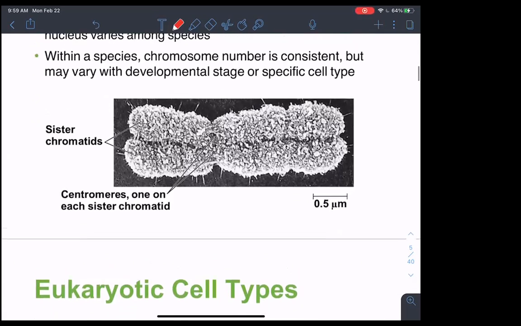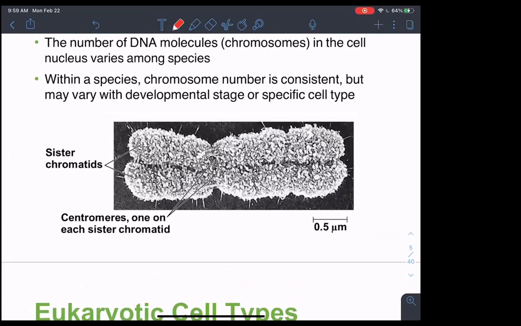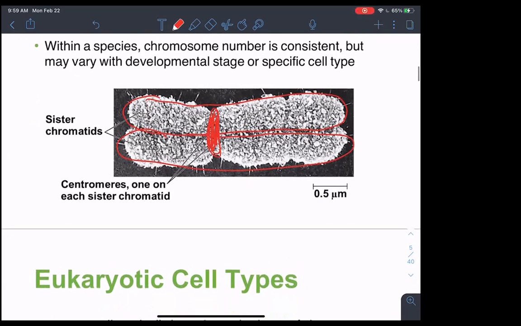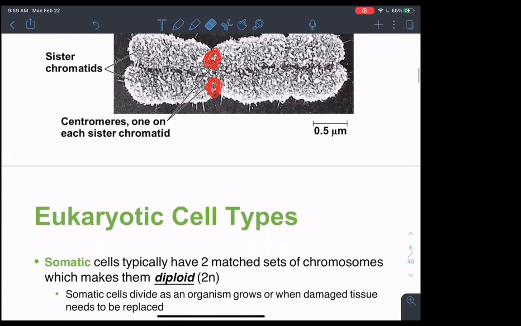So this is an example of a chromosome. It's made up of two sister chromatids. So you have one chromatid here and then one chromatid here. And so these are sister chromatids, and they connect right here through the middle at what we call the centromere, and there's a centromere on each sister chromatid. There's one centromere on each sister chromatid, and that we call the centrosome where they connect.